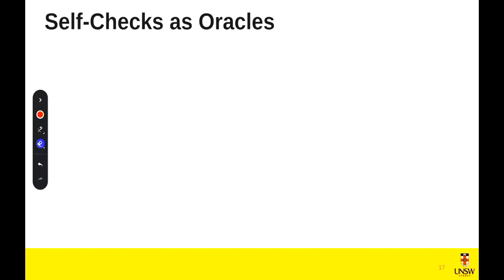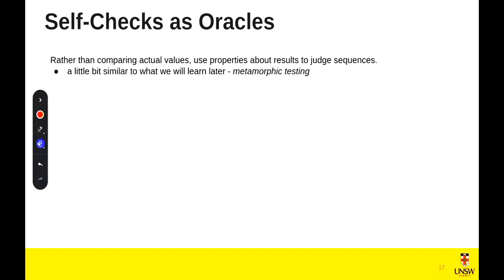And what we can do is we can use some self-checks in the program. So rather than comparing the actual values, we can use properties about the results to judge the outputs. And this idea is a little bit similar to what we will learn later today, the concept of metamorphic testing.